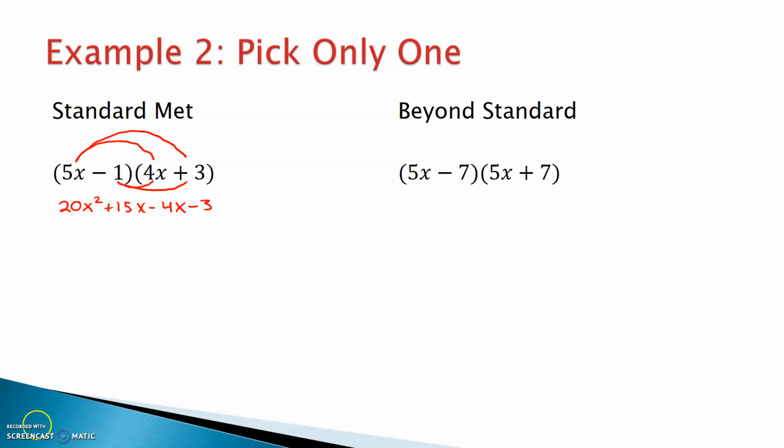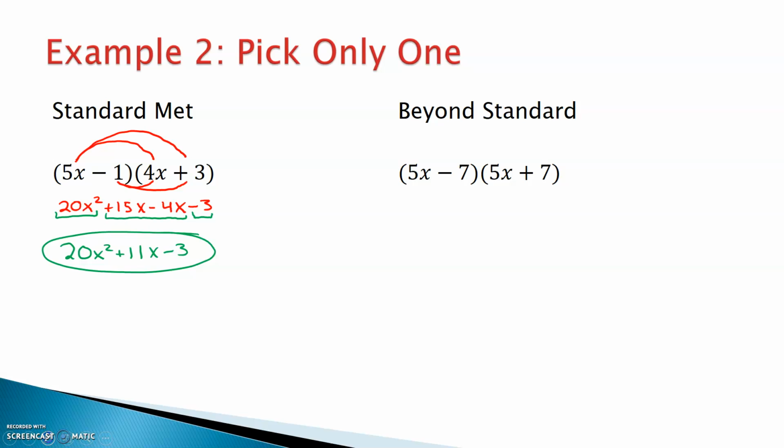And again, there's my long polynomial. I just want to clean it up and make sure it's in standard form. x squared comes first, no other x squares to combine it with. 20x squared. 15x minus 4x, that gives us positive 15 minus 4, positive 11x. And lastly, minus 3. All right, and that is it. There's no other like terms I can combine.